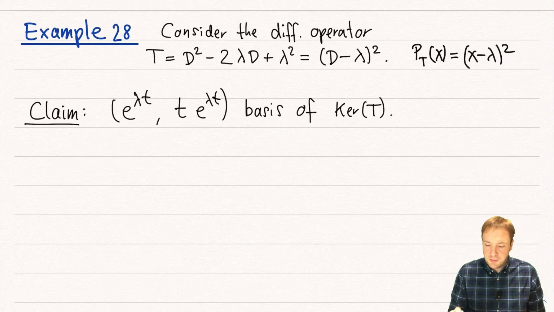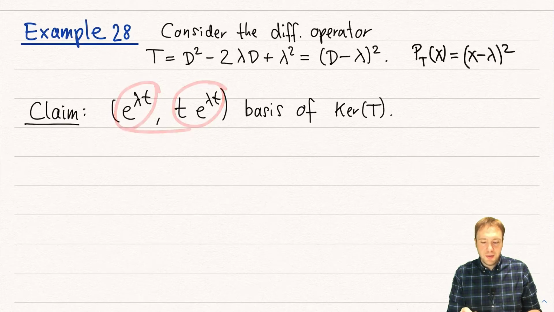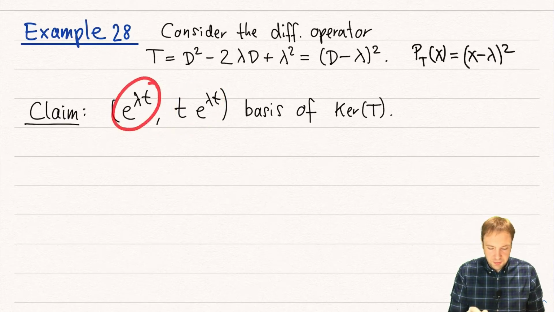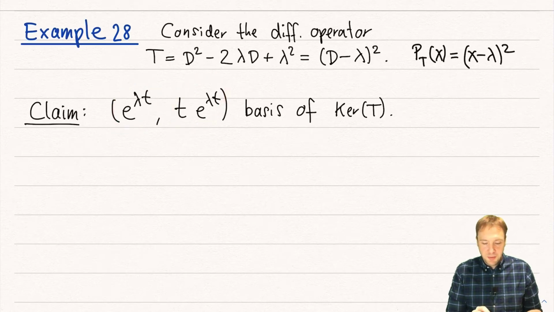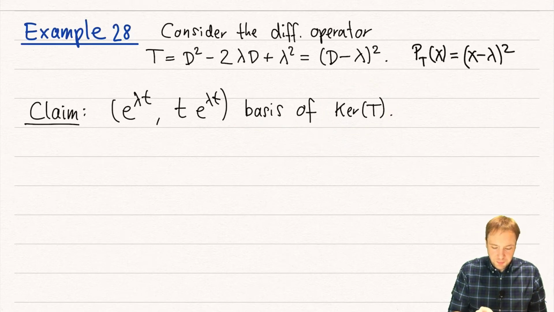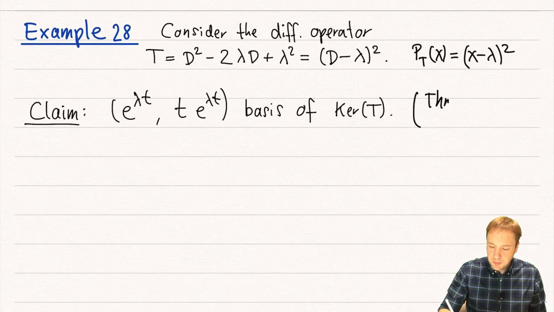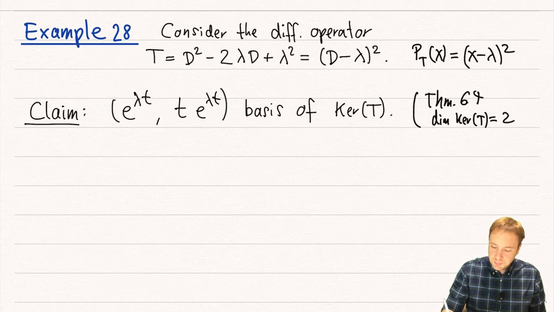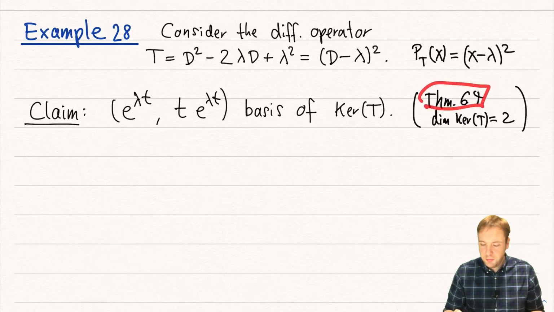And the claim is that in this case we can get two linearly independent elements in the kernel, given by e to the lambda t and t times e to the lambda t. The statement is that this is a basis of the kernel of T. In other words, they span the kernel and they are linearly independent. But we already know by theorem 6.4 that in this case the dimension of the kernel is 2, even though we didn't prove this yet, so this will be done at the end.